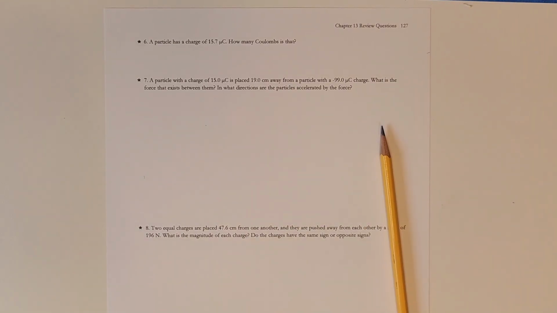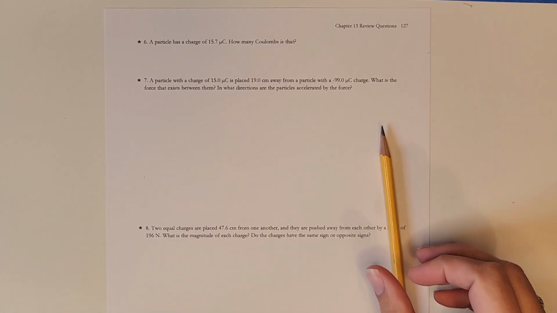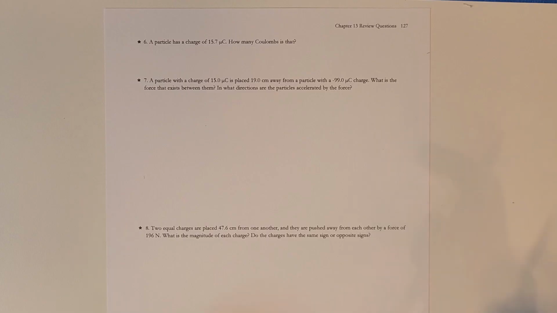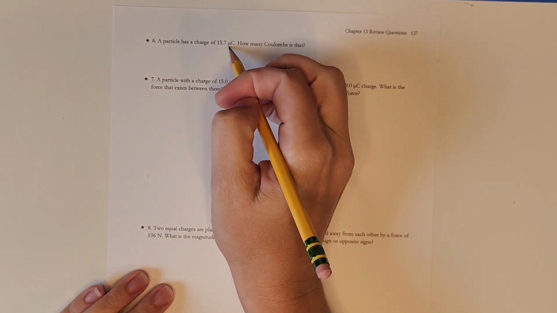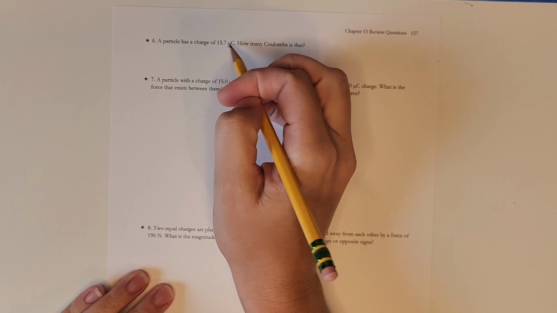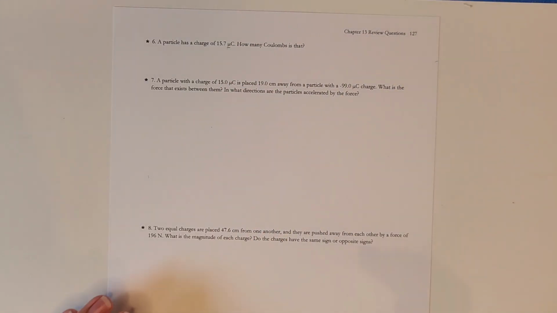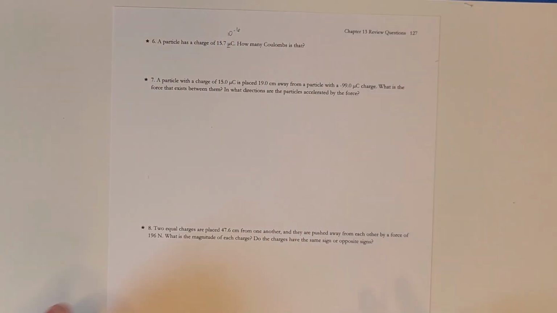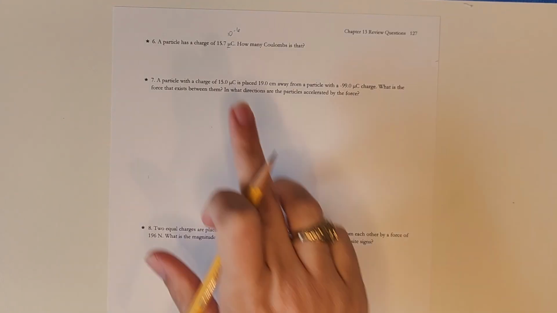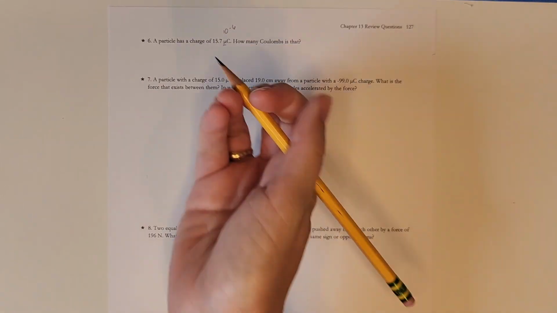For question 6, a particle has a charge of 15.7 microcoulombs. How many coulombs is that? New in this chapter, we are requiring that you know what this mu prefix, which stands for micro, means, which is 10 to the negative 6. So all we need to do here is convert the microcoulombs to coulombs using this value.